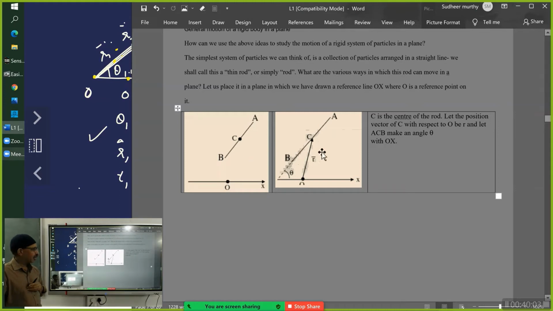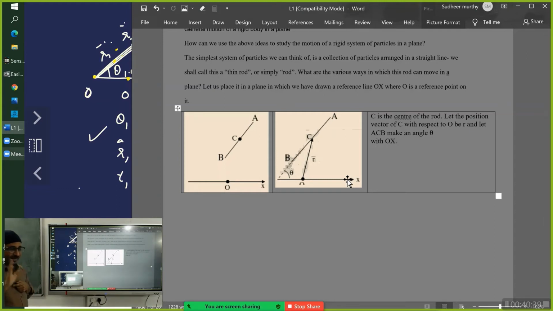See, now the position of the rod is here. Now it will move to a new position, which is B dash, C dash, A dash. Now if you draw a line through ABC or ACB, it should make the same angle with respect to the reference axis X. Then we say it is doing what? It is translating.